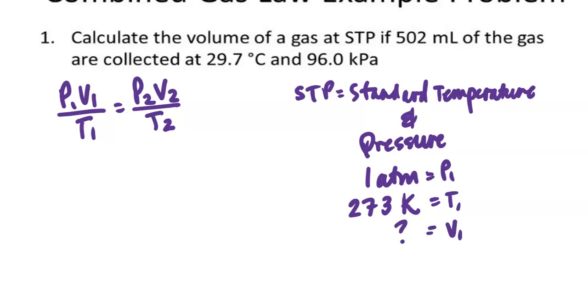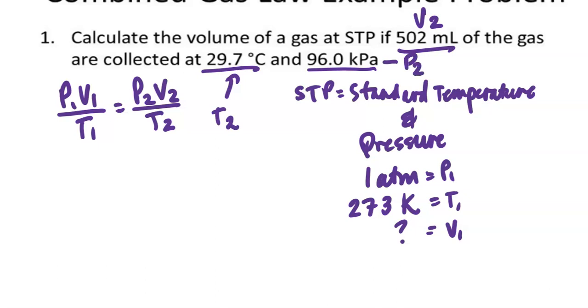All right, if 502 milliliters of the gas are collected at 29.7 degrees Celsius and 96 kilopascals. And so this would be the second volume, this would be the second temperature, and this would be the second pressure.